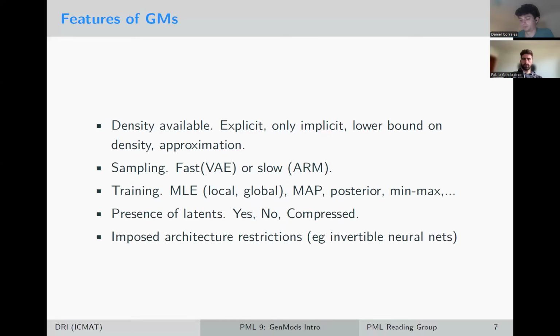Models also differ in whether they have latents or not, and whether these latents are compressed. And some of the models will impose some restrictions on the architecture adopted. For example, in normalizing flows, you need invertible neural nets, as we shall see in a few days.